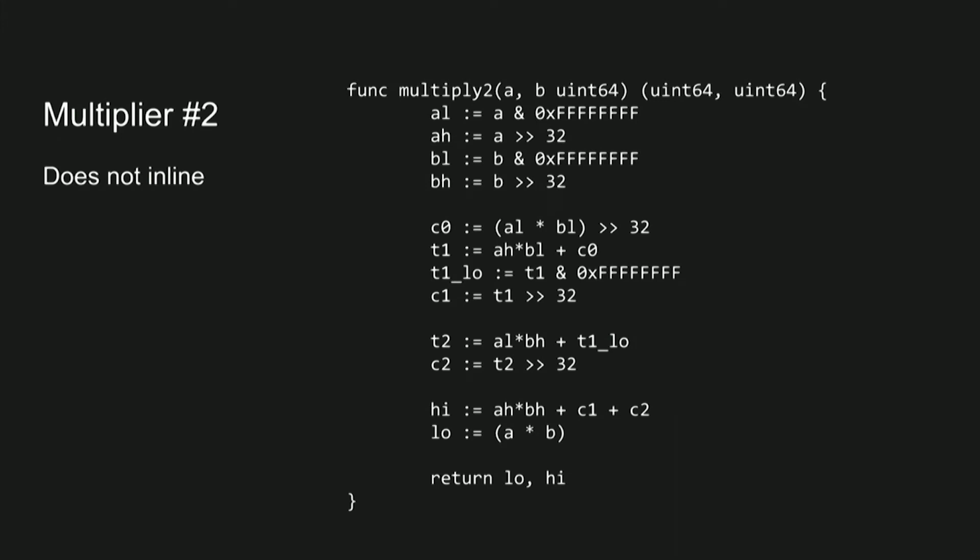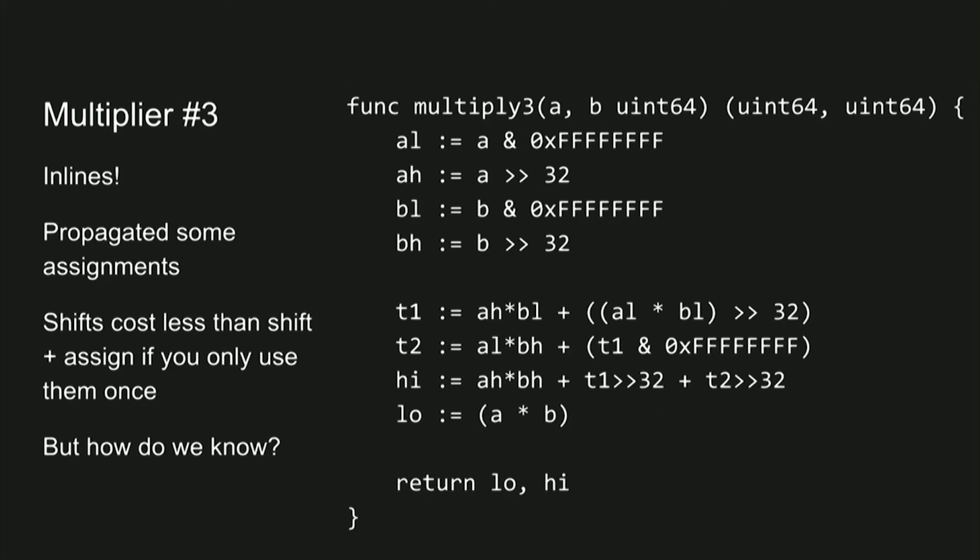And now that we know about that, we can look at our multiplier from earlier and think, well, how can we get rid of some instructions? How can we give this a slightly simpler syntax tree? And the most obvious thing is to take some of these variables that we only use once and propagate them. We can get rid of several assignments, and it turns out that this is good enough to simplify this function to a point where it will inline.